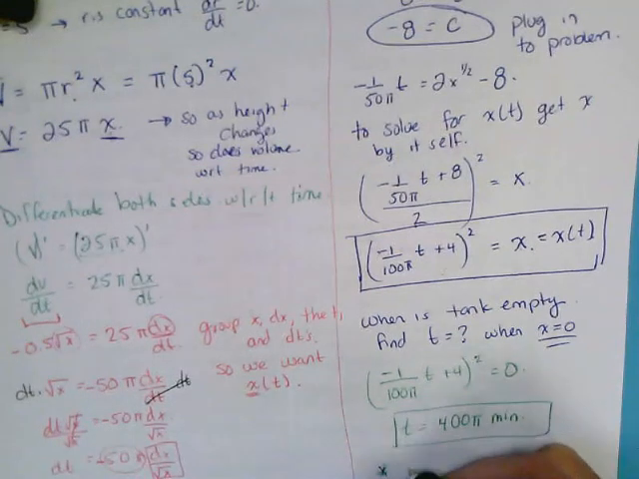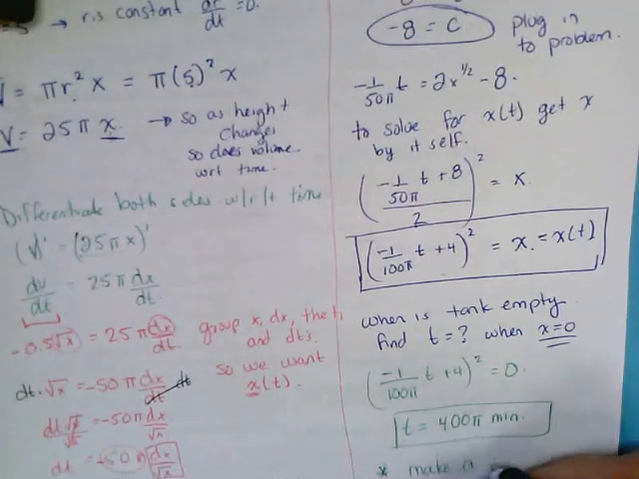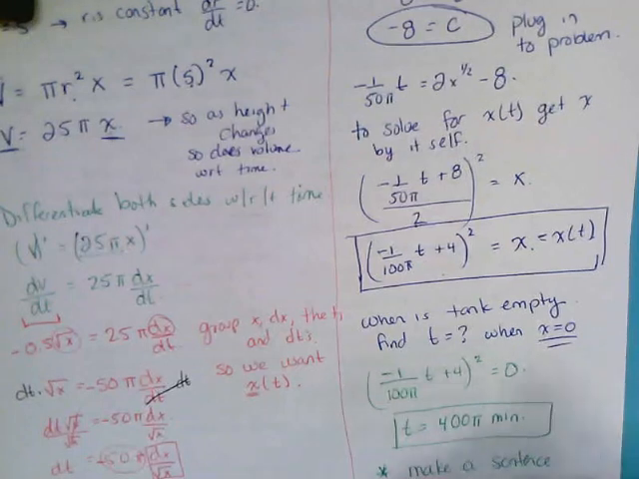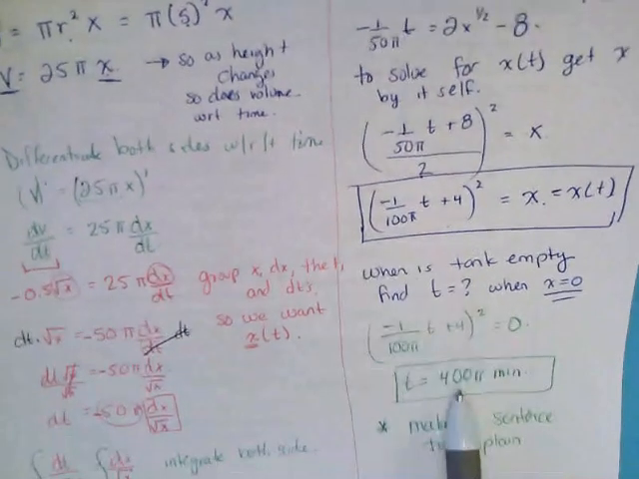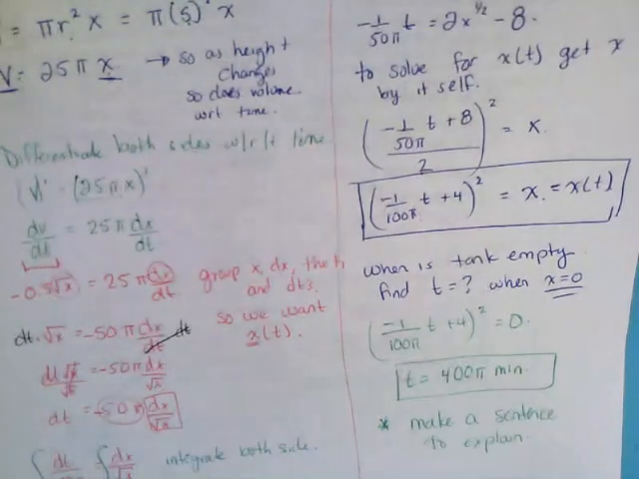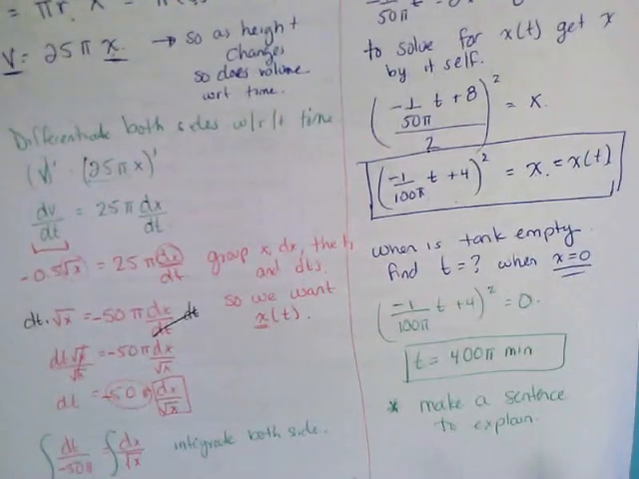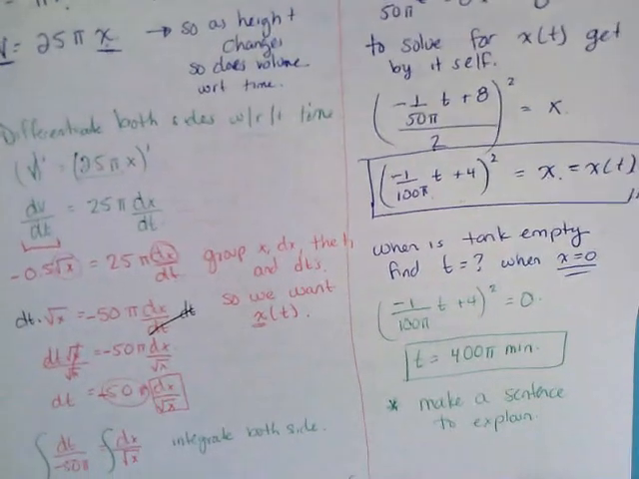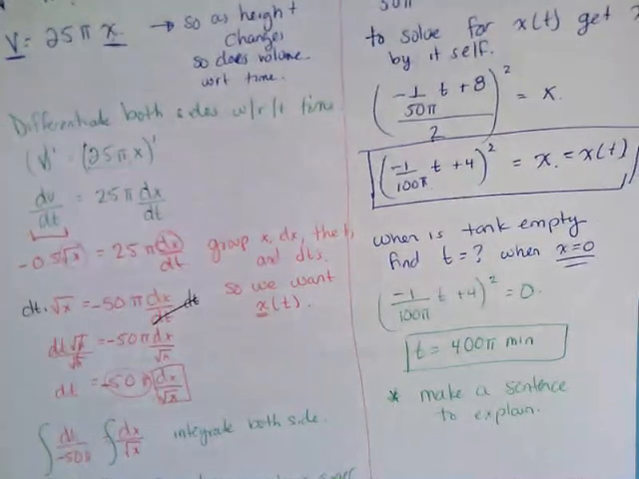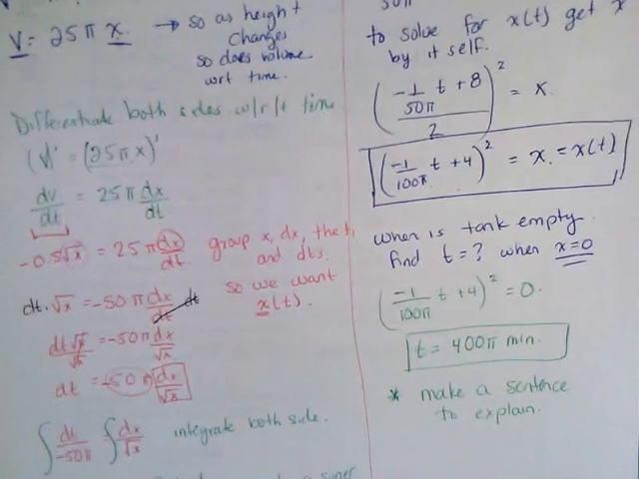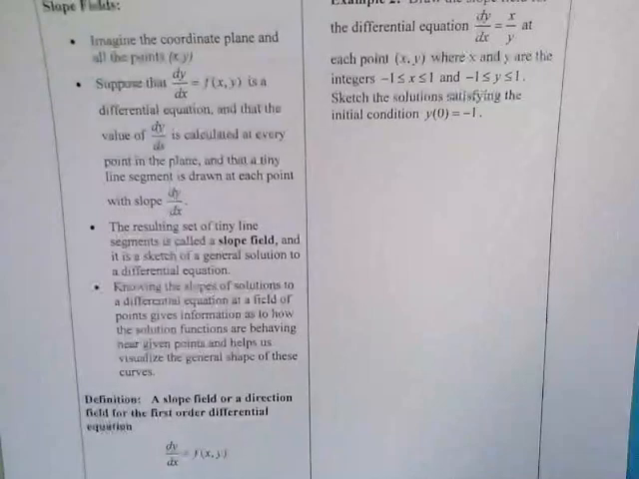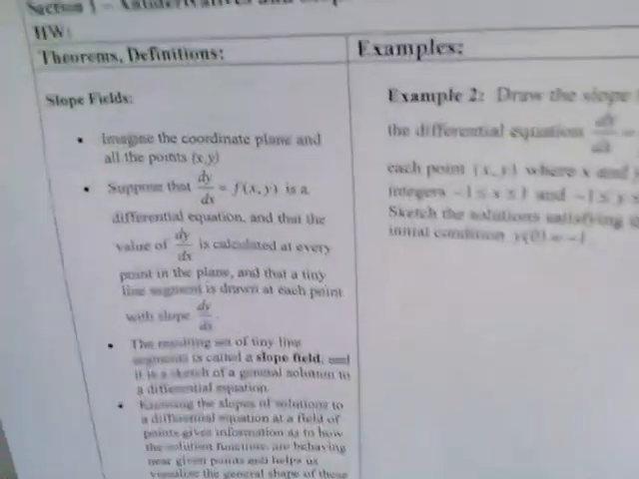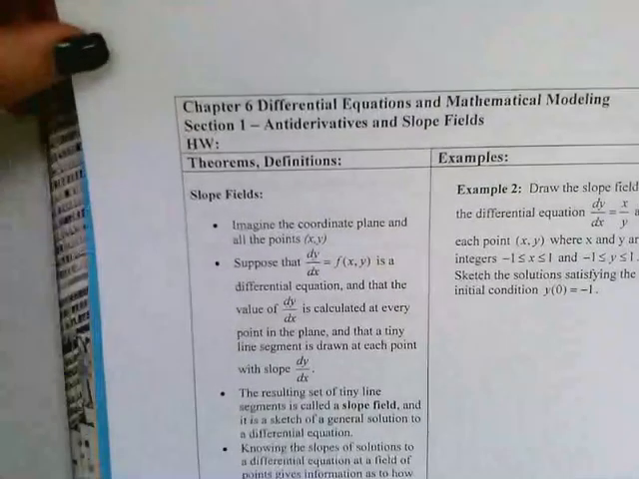And then the last thing you're going to do is make a sentence to explain all of this. And I'll let you guys do that. You're going to explain what this is, and then you're going to explain what this is. Alright, so this was a very long problem dealing with antiderivatives, relating it back to related rates. So you can see that calculus never forgets about its old chapters. Okay? Alright, moving on to slope fields.